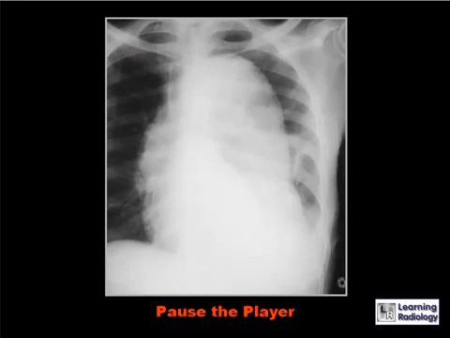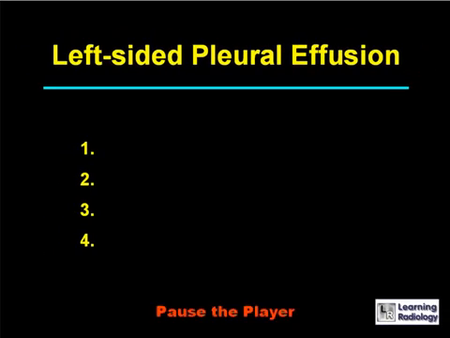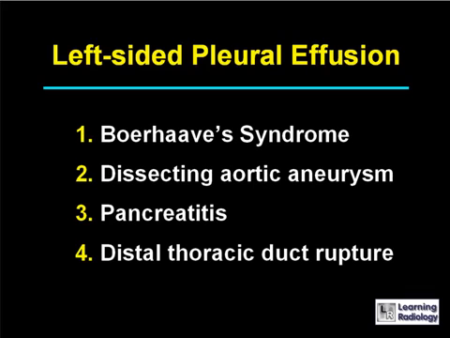Here's the next differential. Pause the player. The differential is for left-sided pleural effusions. There are 4 causes. Pause the player. The 4 causes of a left-sided pleural effusion can include Boerhaave syndrome, a dissecting aortic aneurysm, pancreatitis, or a distal thoracic duct rupture.